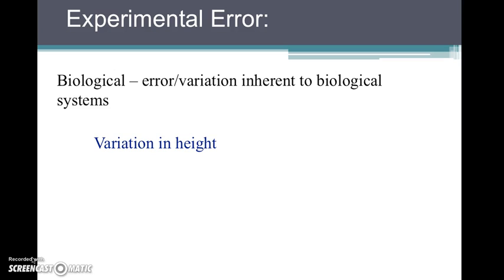The main way that biologists generally handle this is to, instead of measuring one Emory student and one Georgia Tech student, we would take replicate data. So we would measure many Emory students and many Georgia Tech students.